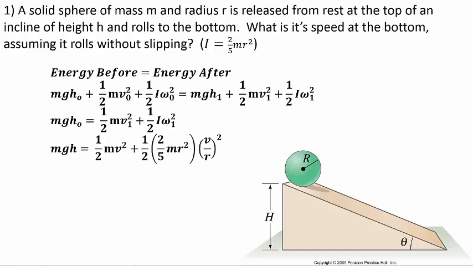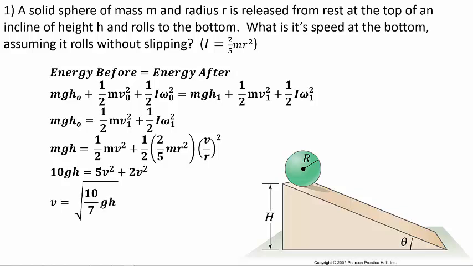If we go ahead and plug in what we know as values, our h naught for h, v1 as just v, I, we go ahead and plug in this term. And for our angular velocity, we translate that into v divided by r, because of course v, the translational velocity, equals the radius times our angular velocity. And then we're going to clean up the equation a bit and then solve for v, and we're going to find that v equals the square root of 10/7 gh.